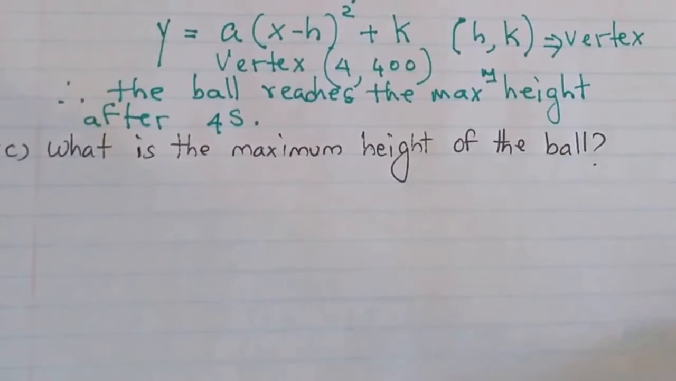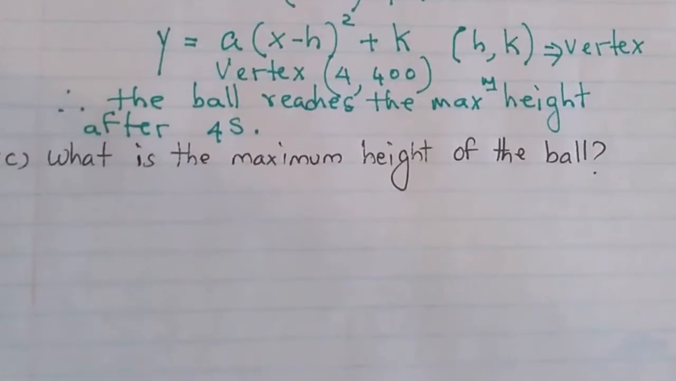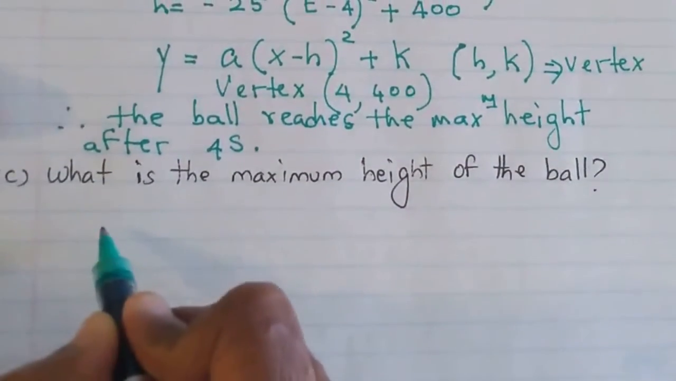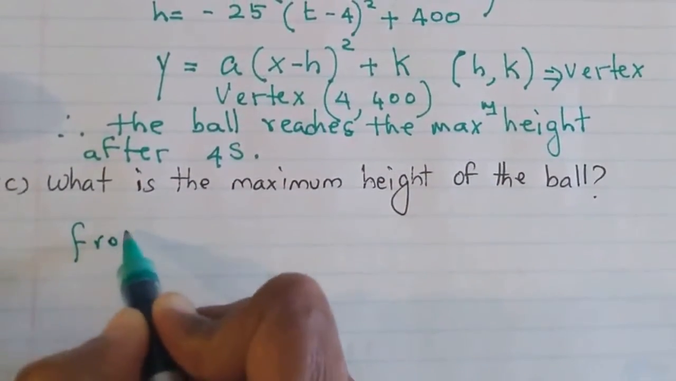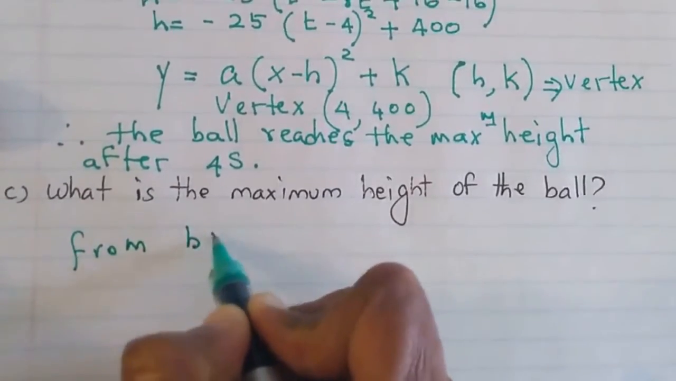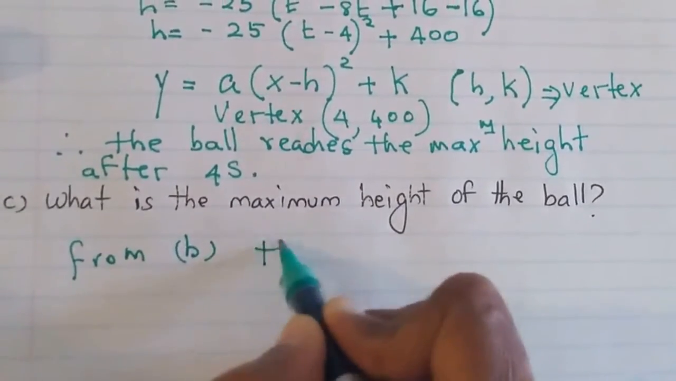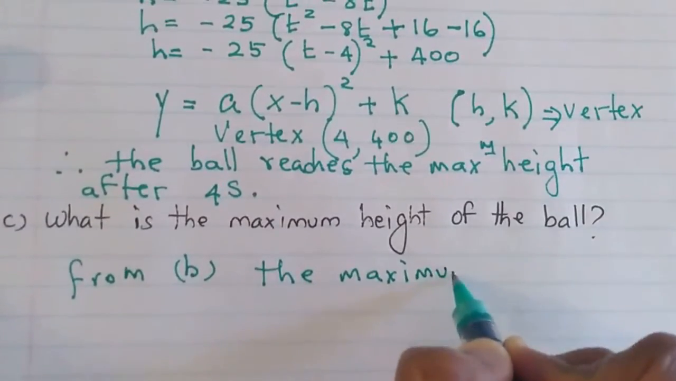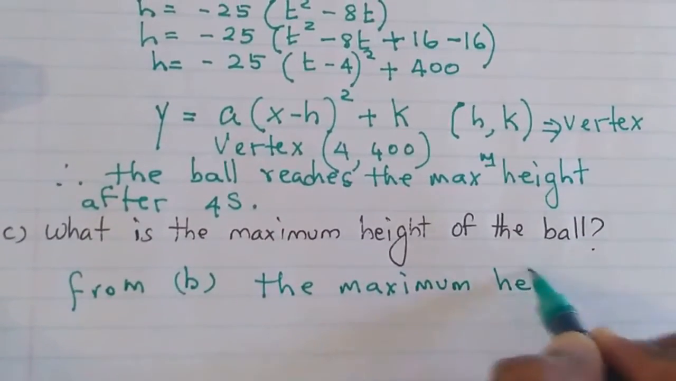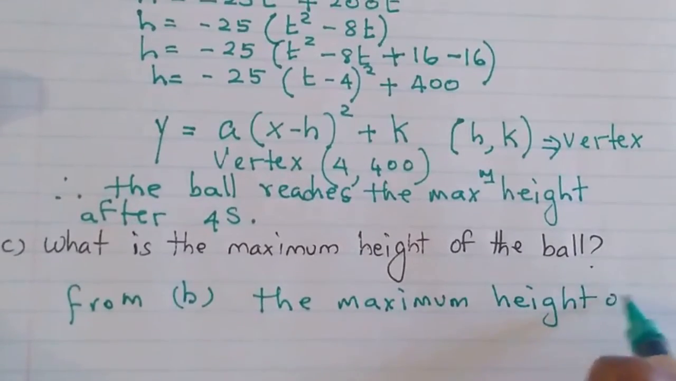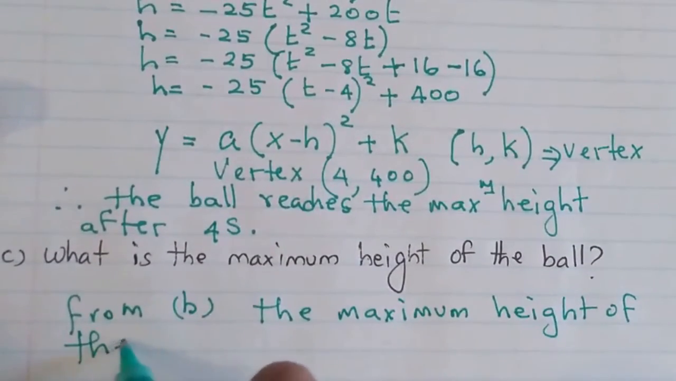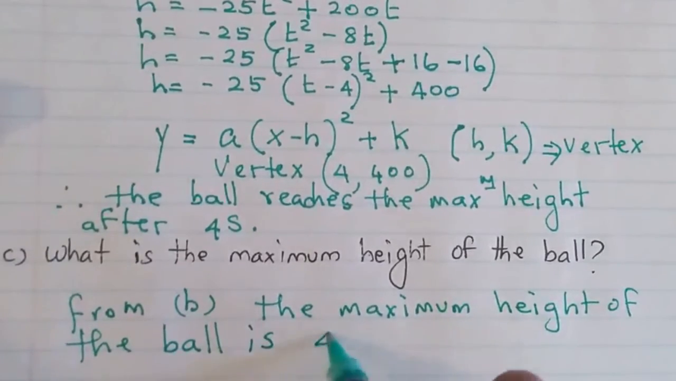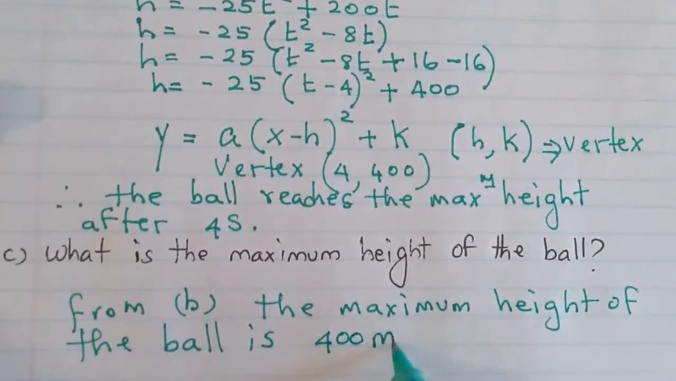Let's move on to the third question. What is the maximum height of the ball? I think we have already found the answer. The height is right here, from the vertex. The maximum height of the ball is 400 meters.